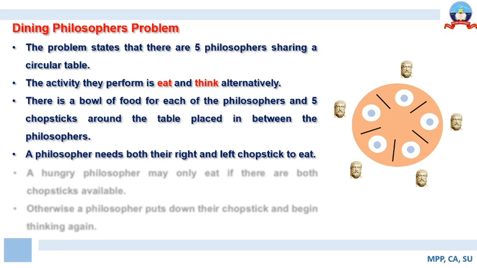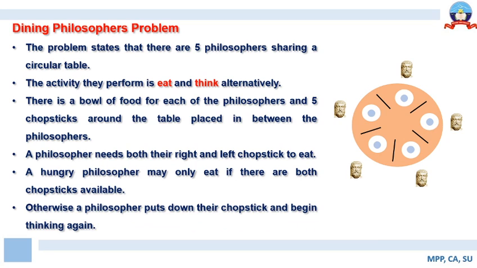So, in order to enable philosophers to eat, a philosopher needs both their right and left chopstick. So a philosopher should grab or have a hold on both the right and left chopstick in order to perform the eating operation. A hungry philosopher may eat only if both chopsticks are available. Otherwise, a philosopher puts down their chopstick and begins thinking again. So this is a very simple description of the dining philosopher's problem.